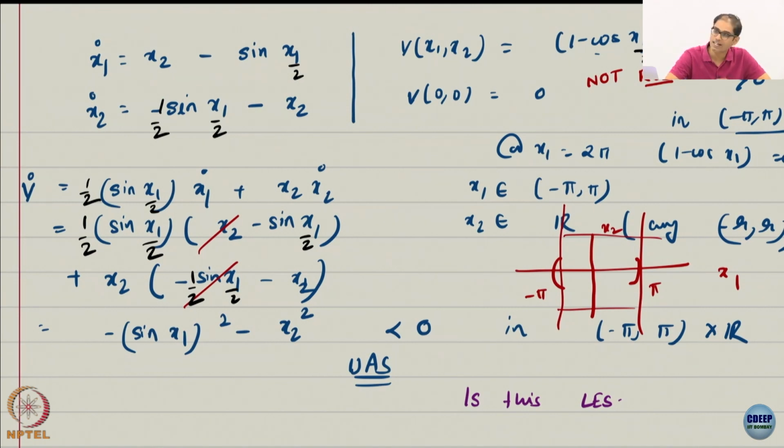I have just changed the dynamics a little bit. There is minus sin x1 by 2 now. Okay, so the analysis will go through. I can promise you with this dynamics now. Now what about positive definiteness and so on? Where is it positive definite now? What is the BR? All I need is the ball BR.